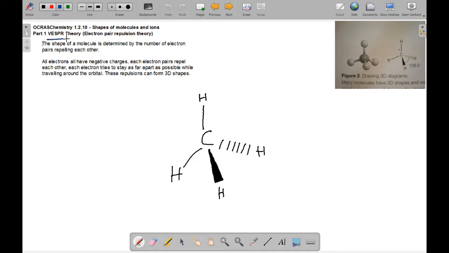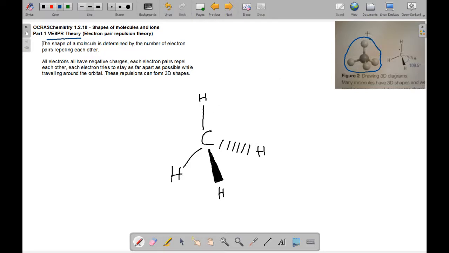So now we're moving on to the next part, VSEPR theory, or electron pair repulsion theory in plain English. The shape of a molecule is determined by the number of electron pairs repelling each other. All electrons have negative charges. Each electron pair repels the others, and each tries to stay as far apart as possible while travelling around the orbital. These repulsions can form 3D shapes, like this one here.